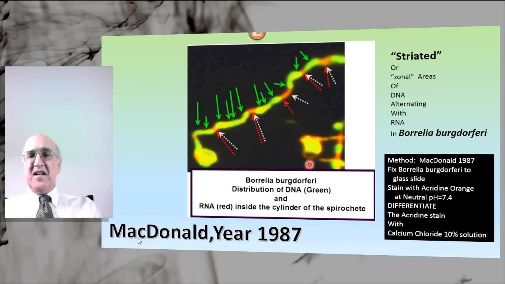The differentiation step is to stain the spirochete with acridine orange at a neutral pH, and then differentiate it by dipping these slides, after acridine stain, in calcium chloride 10% solution. And that causes these colors to come out. If you do the acridine orange without the calcium chloride differentiation, the spirochetes will look one color. They'll look yellow or green, but you won't see the segmentation of DNA and the RNA at all. You need calcium chloride differentiation to accomplish this.